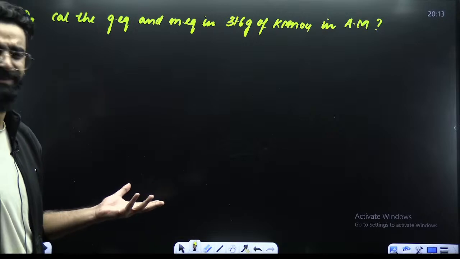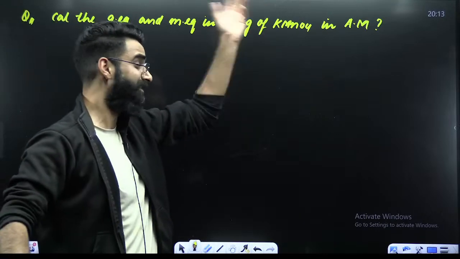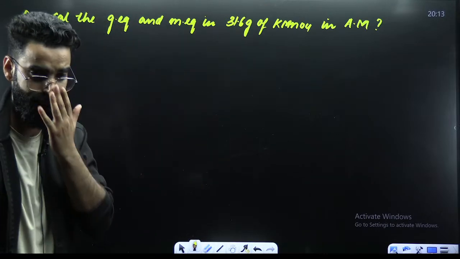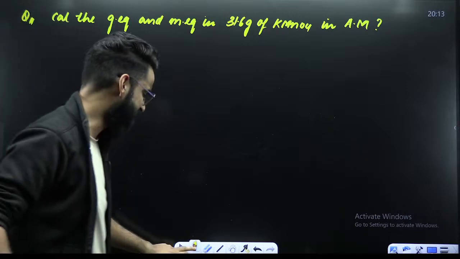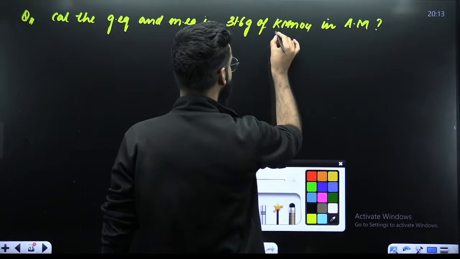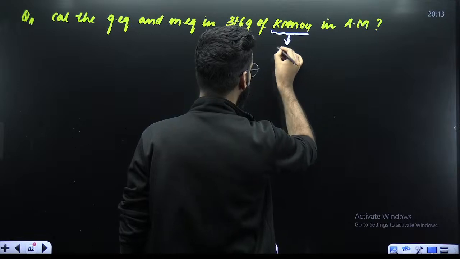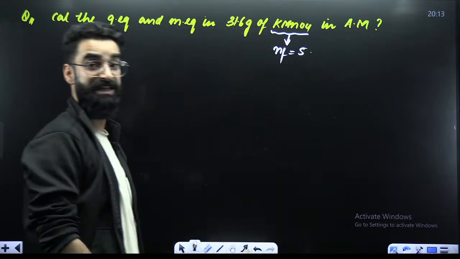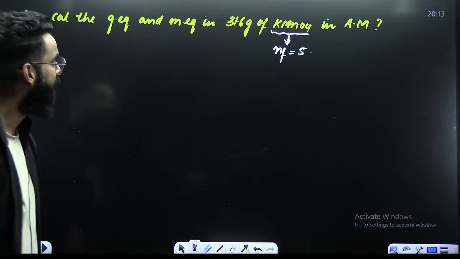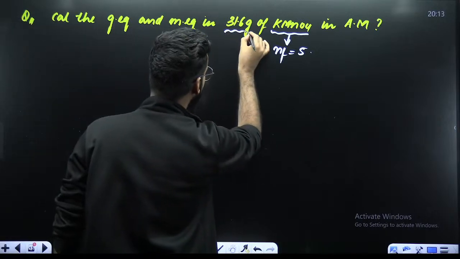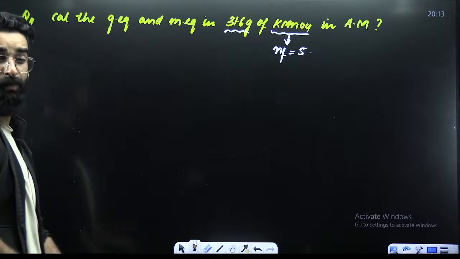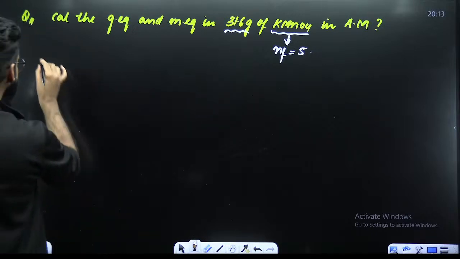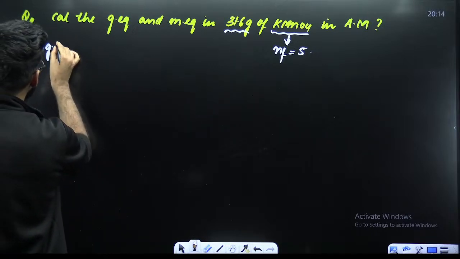I need to find the gram equivalents and milli equivalents which are present in 31.6 grams of KMnO4 in acidic medium. First of all, in acidic medium, what n factor does KMnO4 show? You should be remembering it now. N factor of KMnO4 in acidic medium is 5. Am I given the mass of KMnO4? Yes, this is my given mass of KMnO4. What am I supposed to calculate? Gram equivalents and milli equivalents. So I'll say number of gram equivalents of what?